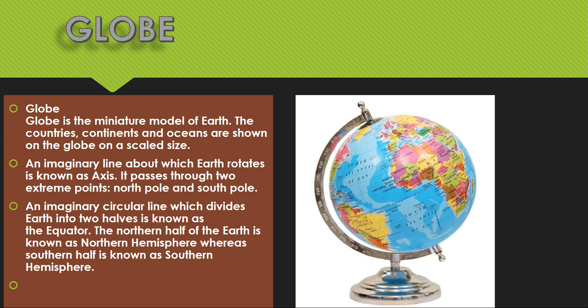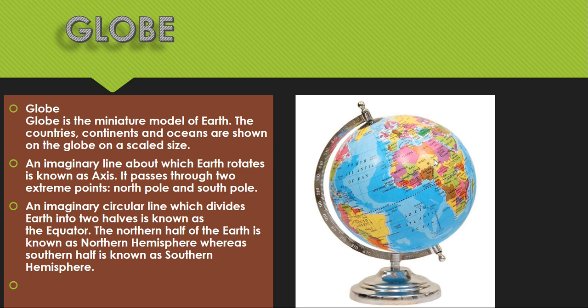What is there on the globe? You can see countries in colors, continents, oceans, right? Oceans in blue color, countries in different colors. Now, an imaginary line about which Earth rotates is known as the axis. It passes through two extreme points, North Pole and South Pole. I will show you the axis. The North Pole and the South Pole.